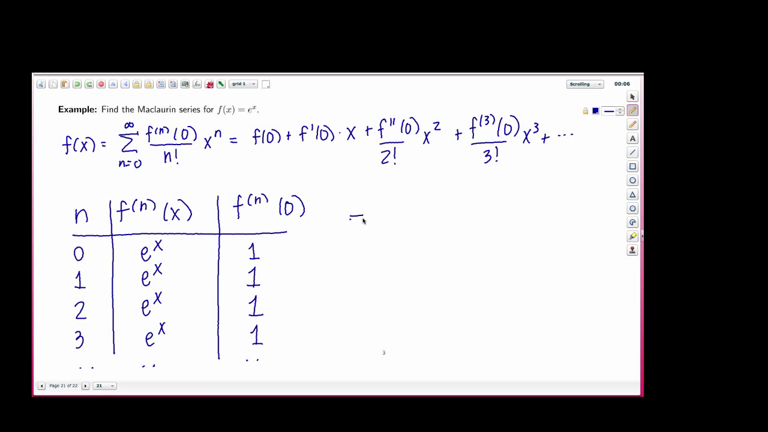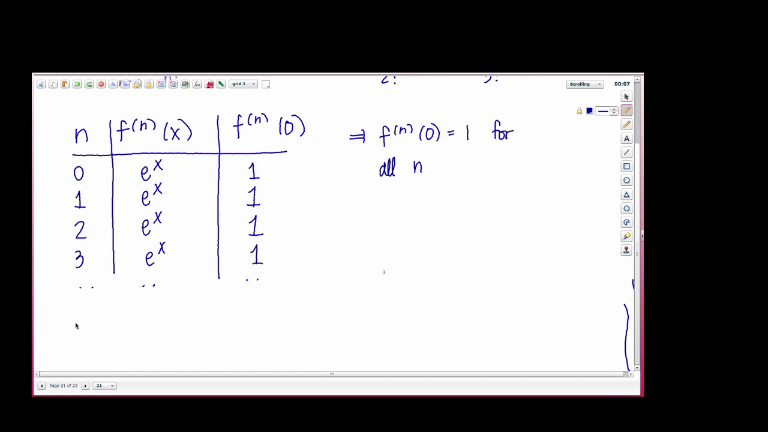So what we figured out from our chart here is that the nth derivative of f evaluated at 0 is equal to 1 for all n. So our nth derivative of f at 0, this right hand column of our chart, is always going to be 1 because we just keep getting e to the x for our derivatives. Which tells us, when we go to plug into our formula, so our series for e to the x, we get the sum from n equals 0 to infinity of the nth derivative of f evaluated at 0, which we just got was 1, over n factorial x to the n. So the Maclaurin series for e to the x is the sum from n equals 0 to infinity of x to the n over n factorial.